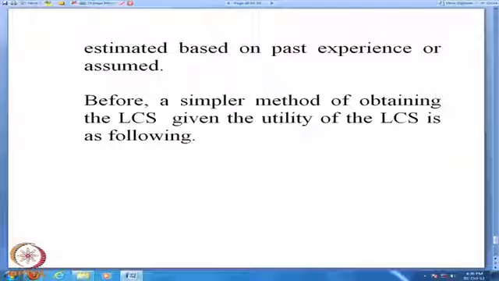Before a simpler method of obtaining LCS is given, let us examine what is the utility of this life cycle savings, right. Suppose we have got the method to calculate the total net savings over a period of 20 years, assuming that the life of the solar energy system is 20 years. I have taken care of a possible scenario for the fuel prices, a possible scenario for the depreciation, a possible scenario for the degradation in the performance, etc., and obtained the life cycle savings.